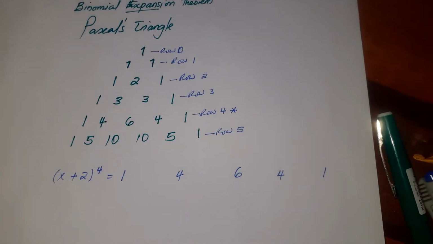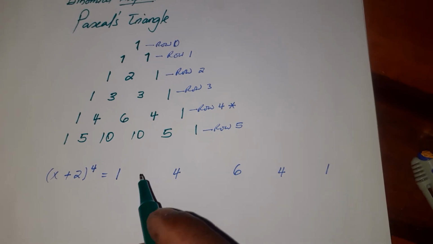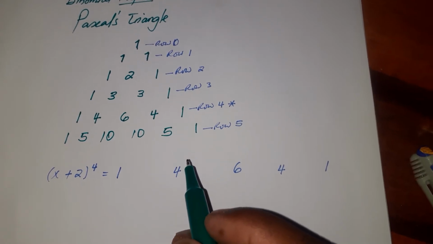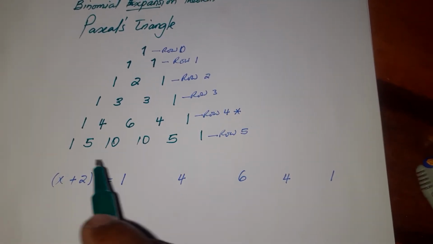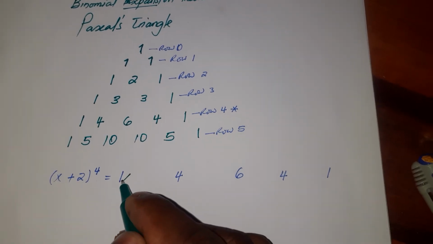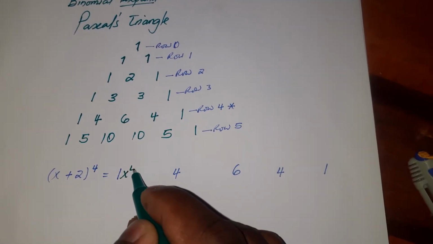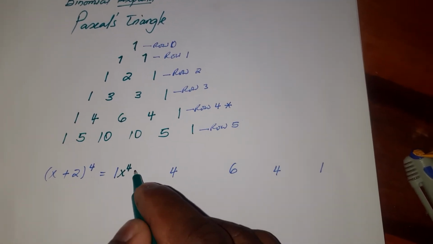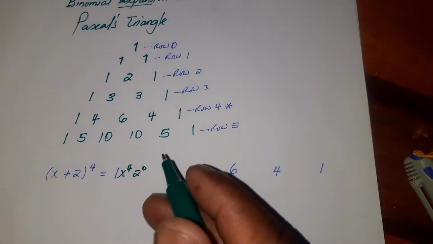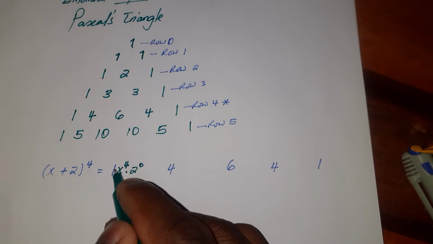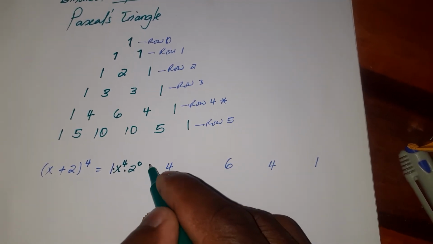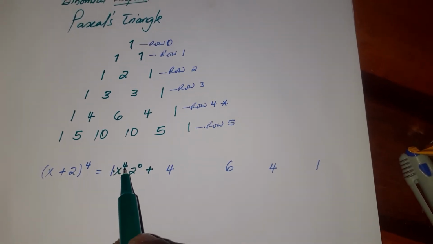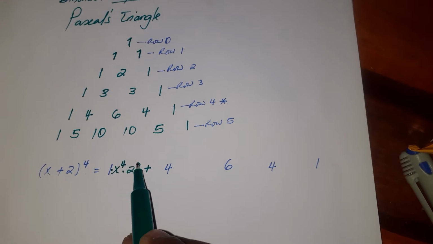Now in between here, we have to use the variable and the constant. Now this is how to go about it. The x should be raised to the power 4, while the 2 should be raised to the power 0. We are multiplying these two. We're also multiplying by that one. And then we say plus here. Now keep in mind, we are interested in the powers. 4 plus 0 gives us 4.